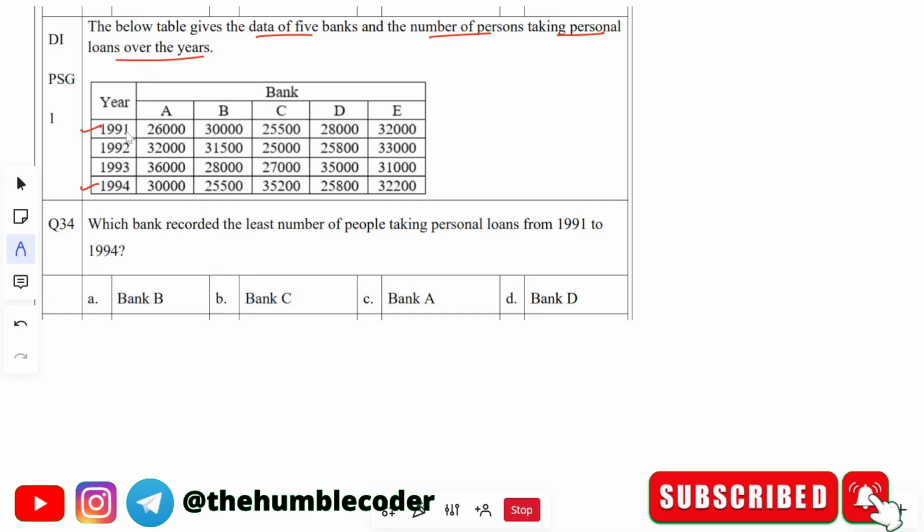In year 1991 we have 26,000 for bank A, and then for bank B it was 30,000. In this way we have all this data. Now based on this data we are asked a few questions. Let's read the question. Which bank recorded the least number of people taking personal loans from 1991 to 1994? So guys, understand that the range given to us is the complete range. Out of this we have to tell which of the banks has the least number of people who have taken the loan.